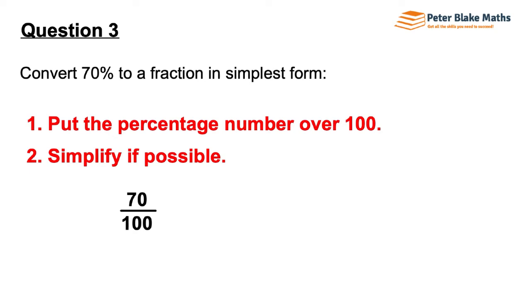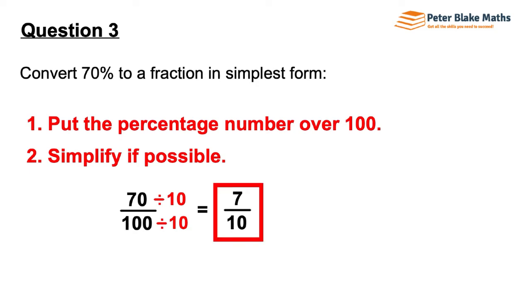Those numbers 70 and 100 both end in zeros, so we can divide the top by 10 and the bottom by 10 to simplify. 70 divided by 10 is 7. 100 divided by 10 is 10. So our final answer to convert 70% into a fraction in its simplest form is 7 over 10, or 7/10.